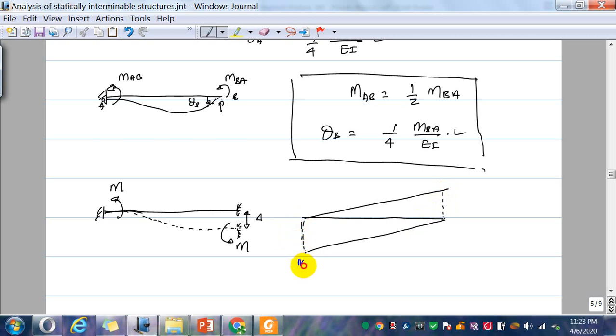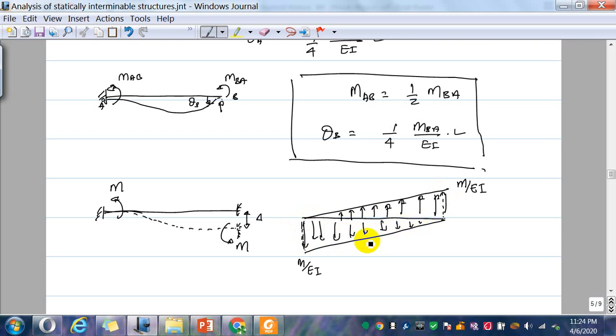So M over EI, M over EI. Okay, so that is a bending moment diagram. And so here I have upward force, this M over EI acting upward on this conjugate beam, and this one acting downward on this conjugate beam.